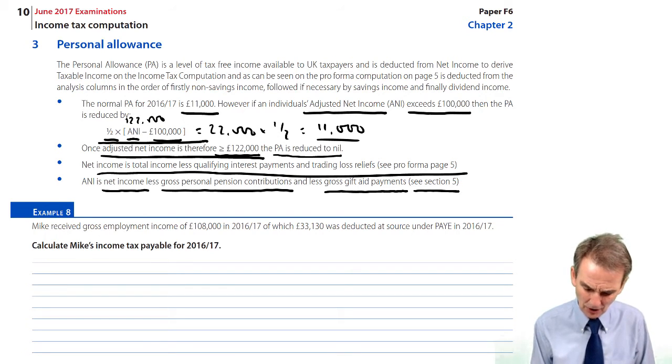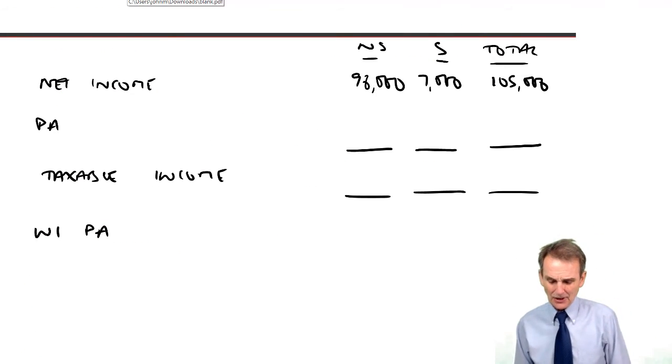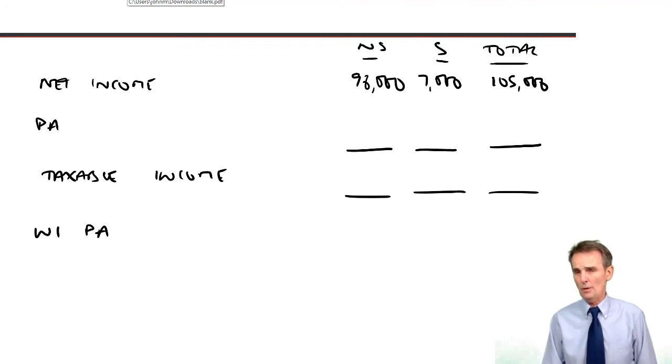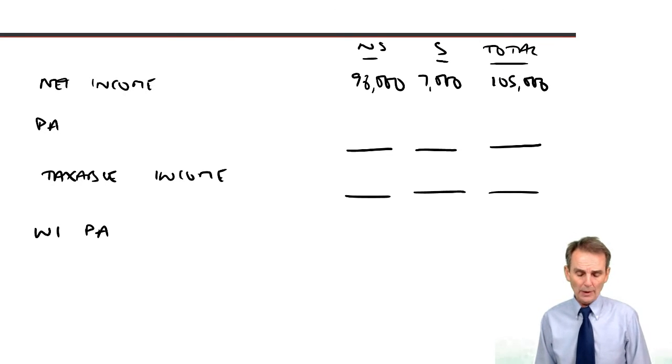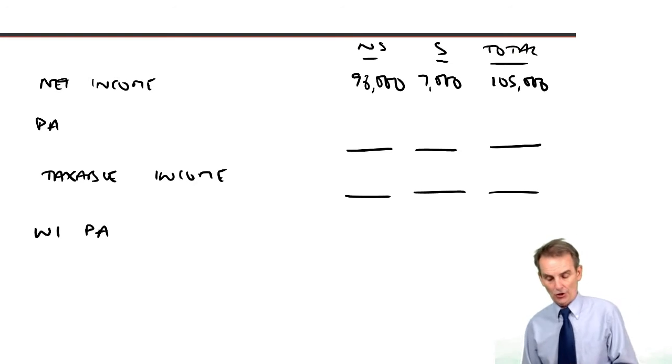But if we just go to a little setup that we're very used to, given what we've been looking at with your non-savings, savings and dividend income and your tax calculations. What do we do first of all? We calculate our net income.